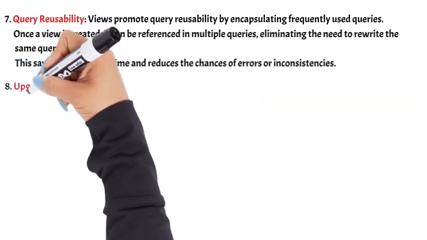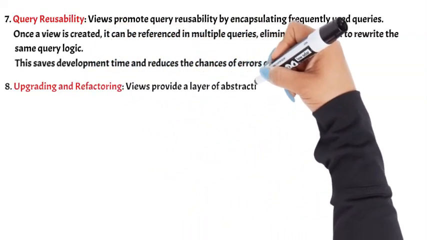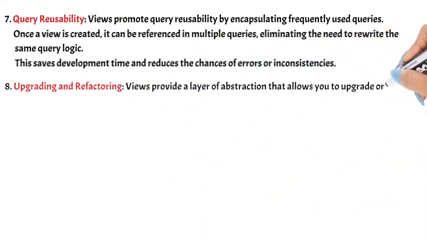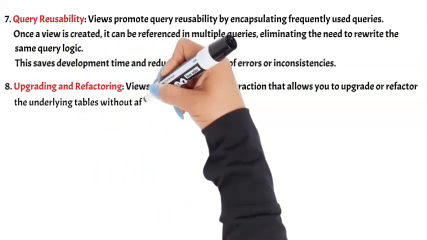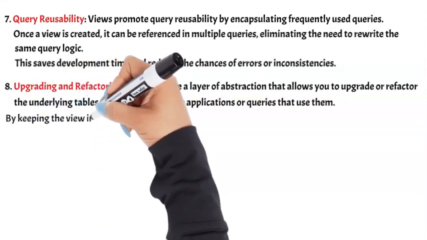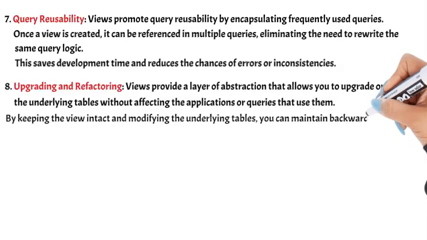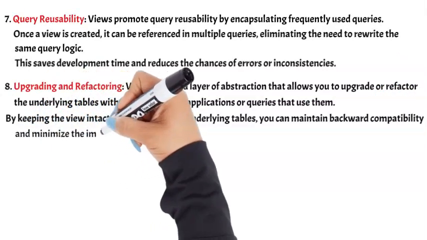8. Upgrading and refactoring. Views provide a layer of abstraction that allows you to upgrade or refactor the underlying tables without affecting the applications or queries that use them. By keeping the view intact and modifying the underlying tables, you can maintain backward compatibility and minimize the impact of changes.